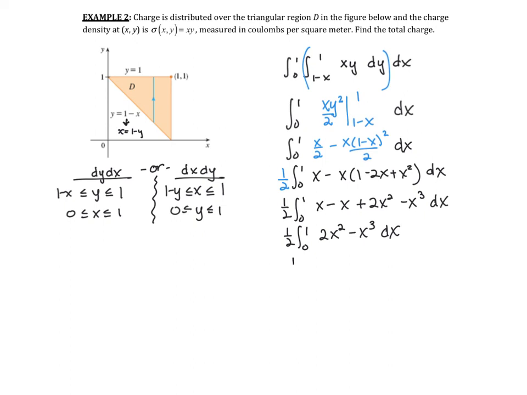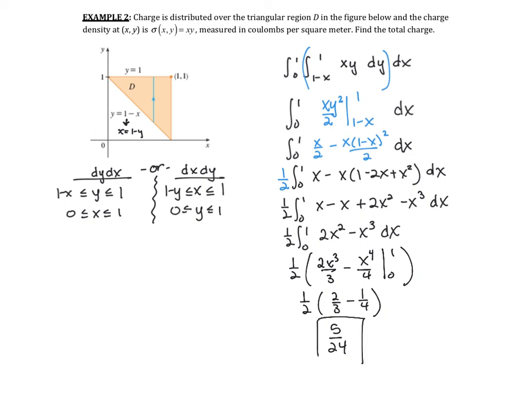Now I'm going to evaluate this integral, and that is going to give me 1/2 times 2x cubed over 3 minus x to the 4th over 4, evaluated from 0 to 1. And so then I'm going to get 1/2 of 2/3 minus 1/4. All of that is going to give me 5/24 when we simplify that down. So hopefully you found that the electrical charge, or the electrical density, the charge, sorry, that's what I was looking for, is 5/24 measured in that unit per square meter.